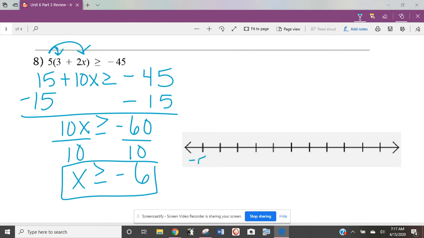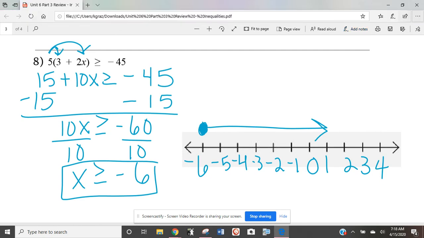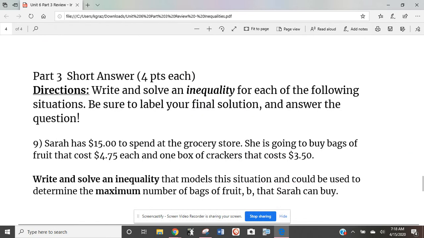So I'll start with negative 6 as my solution. Negative 5, negative 4, negative 3, negative 2, negative 1, 0, 1, 2, 3, and 4. This is going to be a closed circle because x is greater than or equal to. Since it's greater than or equal to, it's included, so you do have to do a closed circle, a closed dot.